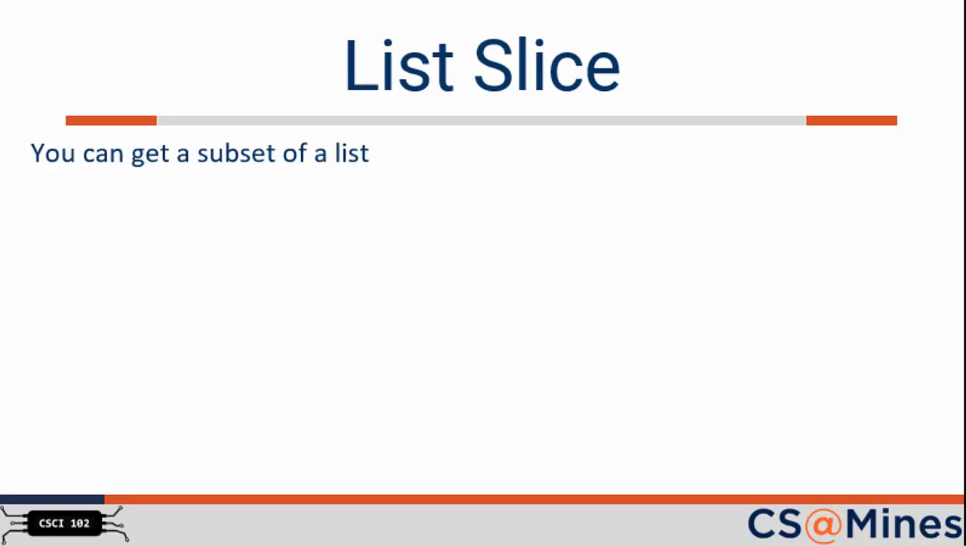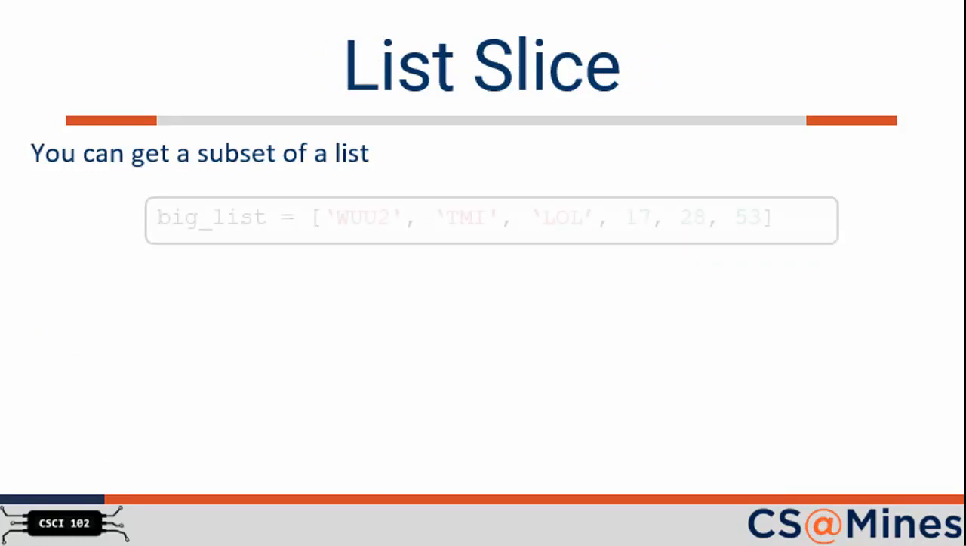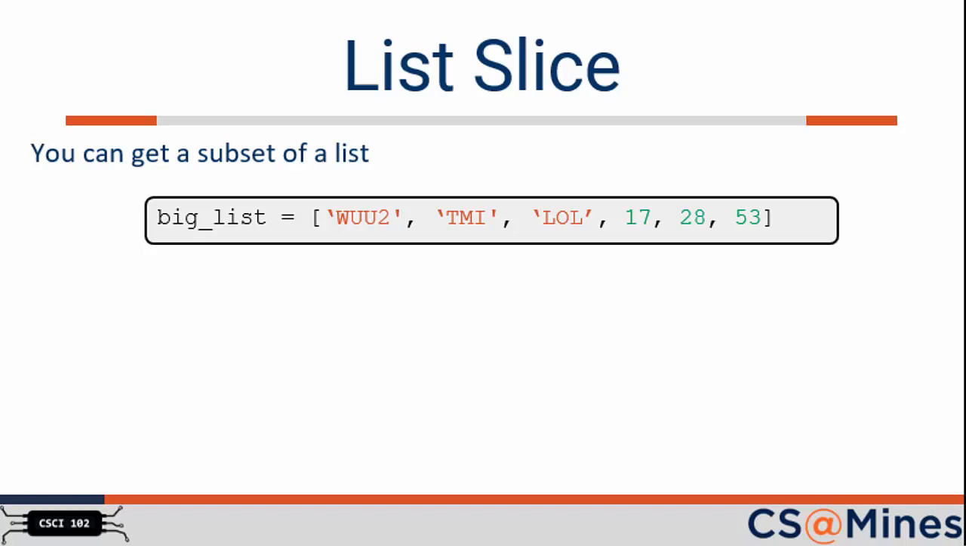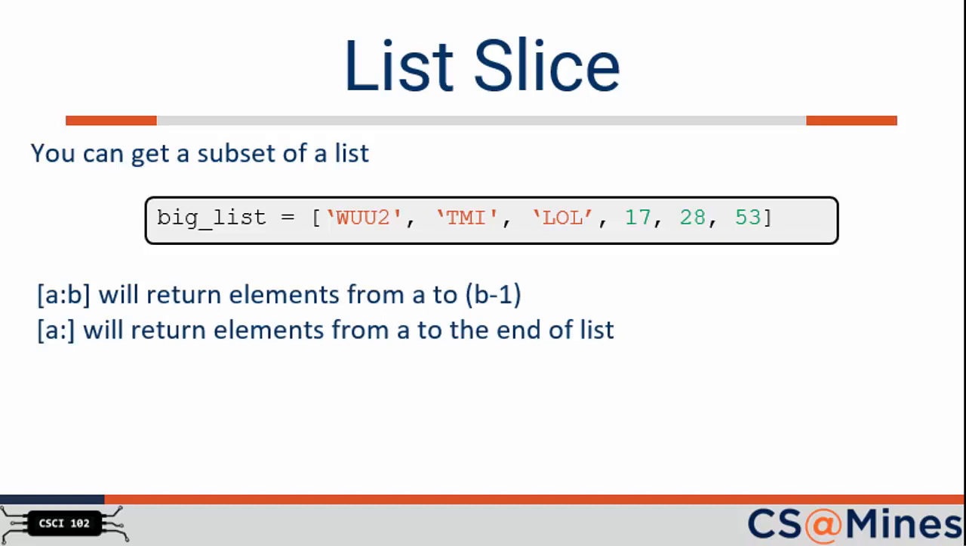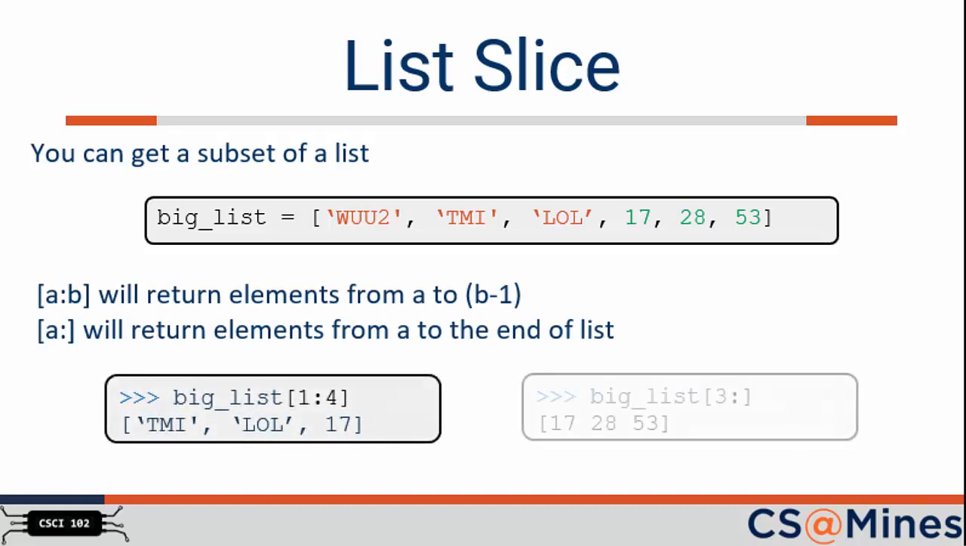The last topic of this video is list slicing. Suppose you have the list shown here, and you wanted a subset of the list for items TMI, LOL, and 17. You can get that sublist by using list slicing. We suggest you spend a few minutes looking at the examples on this slide and notice the sublists that are printed.